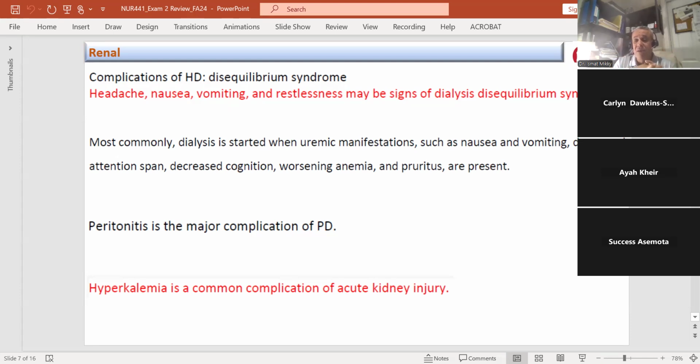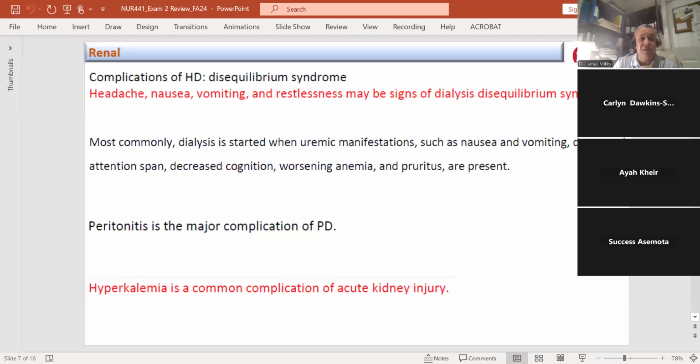NSAIDs, yes. Gentamicin, amikacin, which are the aminoglycosides, and the contrast media also, right? The NSAIDs, because they reduce the blood flow to the kidneys, so they will lower the renal blood flow. That's why. But when we say the NSAIDs, we usually mean the prolonged use of NSAIDs that can lead to kidney damage.